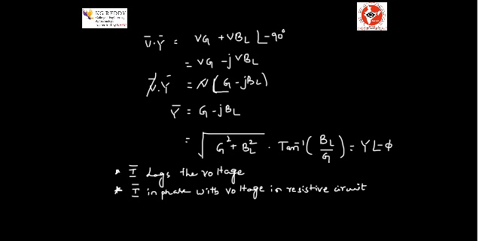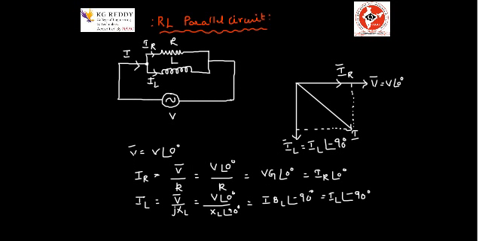So this is how we can calculate the current in a parallel RL circuit. For a parallel RL circuit, the resistance and inductance are connected in parallel. When we talk about the resistor, voltage and current are both in phase with each other, but because of inductance the current in the inductor lags behind by 90 degrees. So the resultant of these two gives us the resultant current. This is how we can calculate the current in an RL parallel circuit.